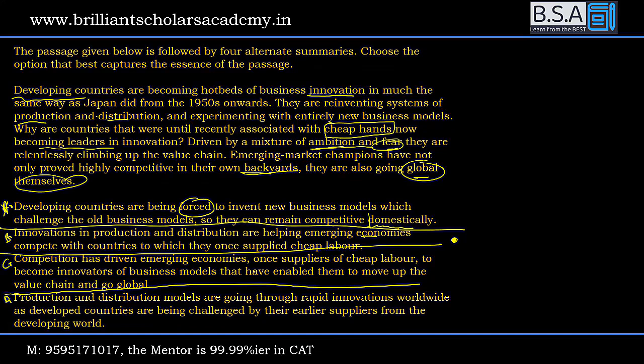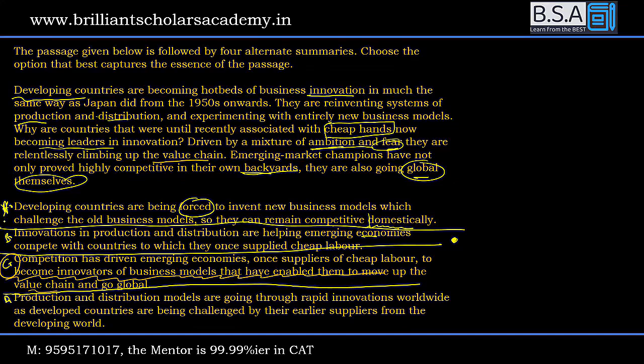Competition has driven emerging economies, once suppliers of cheap labor, to become innovators of business models that have enabled them to move up the value chain and go global. Very good. तो देखो बी से एक कदम और आगे चला गया. बी इज अ गुड समरी बट इज नॉट कंप्लीट. यहां पर देयर इज अ टॉक अबाउट वैल्यू चेन एंड गोइंग अप द लैडर. गोइंग अप द लैडर वो सारा कवर कर दिया इस सेंटेंस ने. Everything has been covered in this.